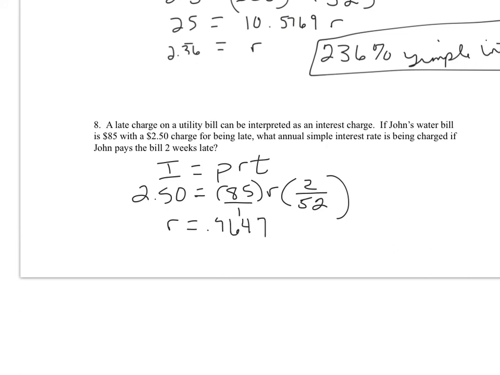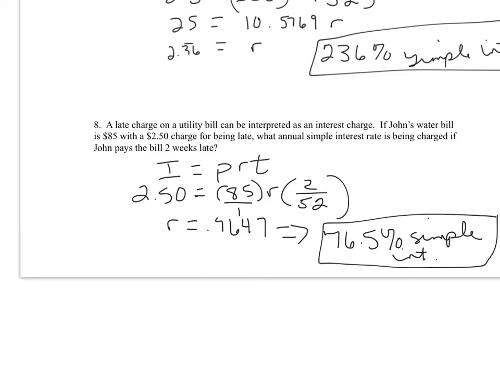0.7647... And again, it's in decimal form, so if you turn it back into percent form, that means you are paying about 76.5% simple interest. That is a high rate. I understand $2.50 doesn't sound like much for a late fee, but the percent is simple interest.